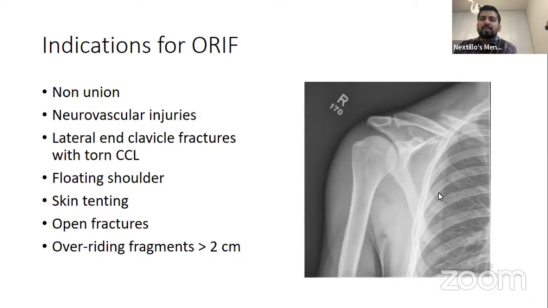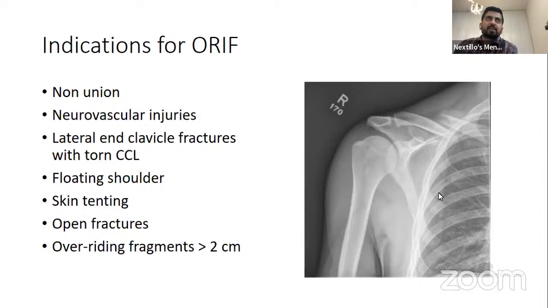We will talk more about CCL in the coming topics. Floating shoulder, that is injuries of the clavicle associated with a fracture below the shoulder joint, should be managed operatively because non-union rates are high in injuries with floating shoulders. Now, if there is tenting of the skin, since the clavicle is a very subcutaneous bone, a clavicular fracture might go up and tent the skin. If there is skin tenting, then that is also an indication for open reduction.